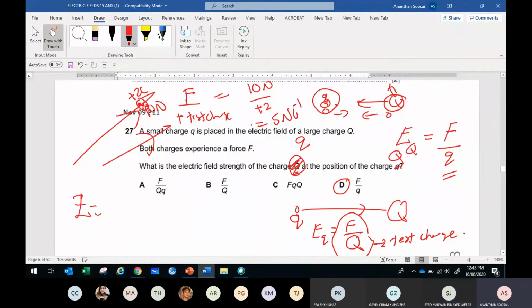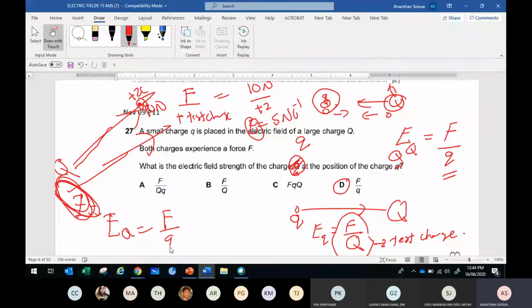But this field is caused by who? Caused by another charge somewhere here. Maybe I put a capital Q. The field produced by the capital Q. But in the formula, the field produced by the capital Q equals the force experienced by the test charge, the small q. Only the small q can tell the strength of the capital Q.